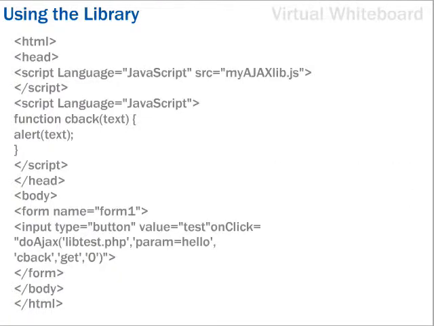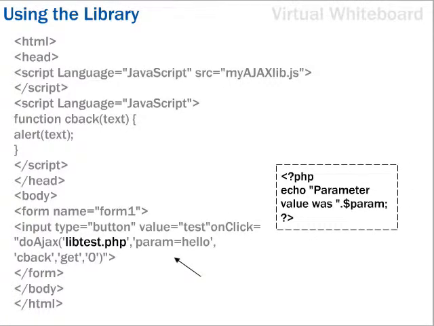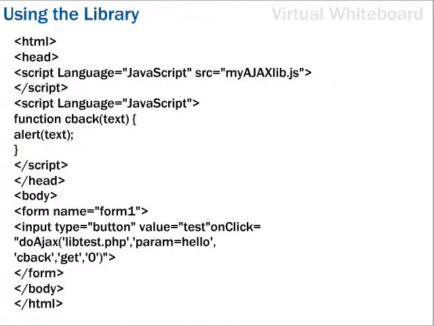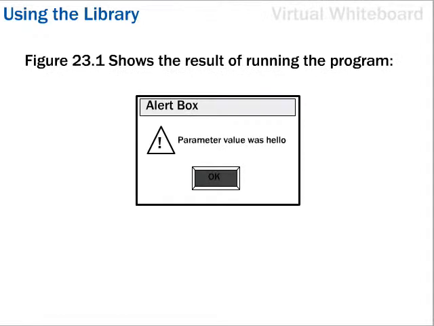Our server-side script libtest.php simply echoes back the parameter sent as the second argument. Meanwhile, the remaining parameters of the function call declare that the callback function is called cback, that we want to send an HTTP GET request, and that we expect the returned data to be in response text. This listing shows the complete code of our revised HTML page. This figure shows the result of running the program.